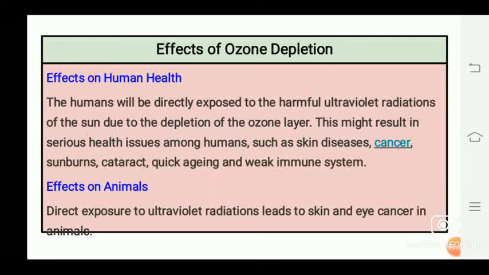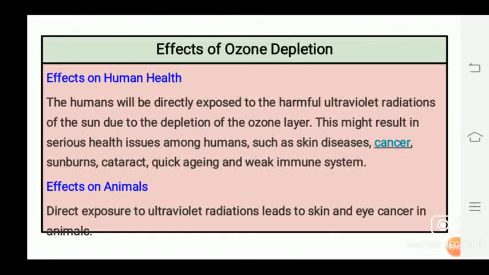Now what are the harmful effects of ozone depletion? The effects of ozone depletion are very harmful. See, effects on human health: humans will be directly exposed to the harmful ultraviolet radiations, and because of that it can lead to skin diseases like cancer, sunburns, cataract and quick aging and also a weak immune system.